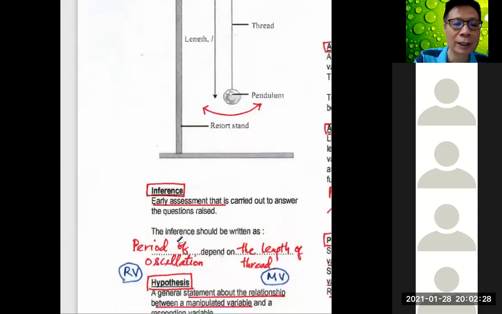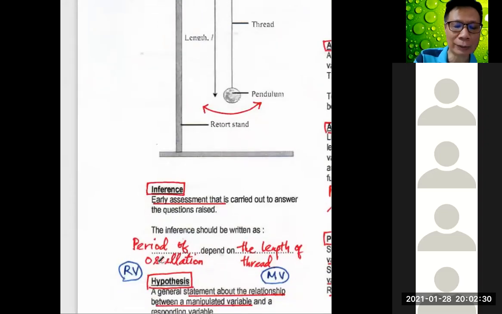Okay, another thing I want to tell you. The format of writing the inference here must be RV, here must be MV. What is RV, MV? Anyone knows or not? RV is what? MV is what? Anyone knows?